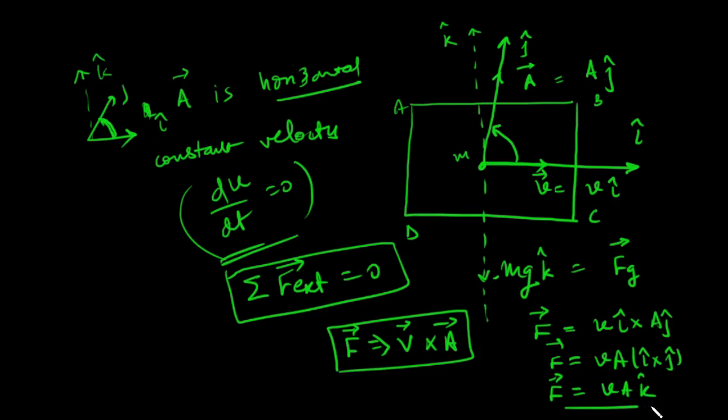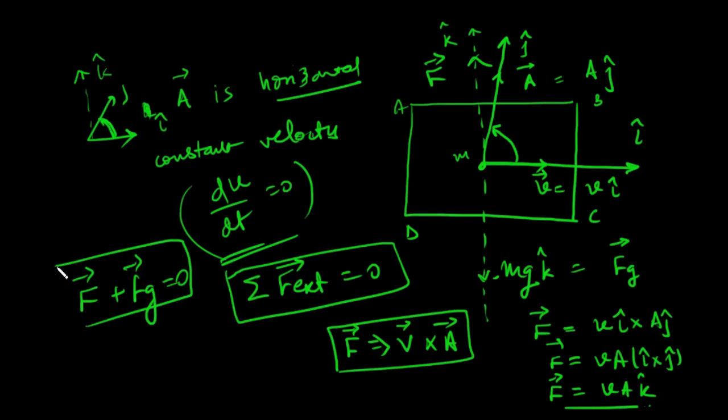Okay, this is the force. Now this force has to balance with the gravity. So this is F now. Okay, this is Fg. So this means the net sum of external forces, F plus Fg, should be 0 for the particle to move with a constant velocity, since dv by dt has to be 0. Alright. So what is F?